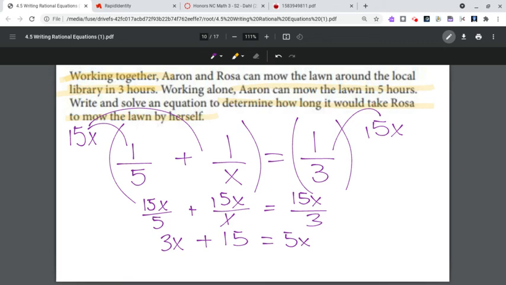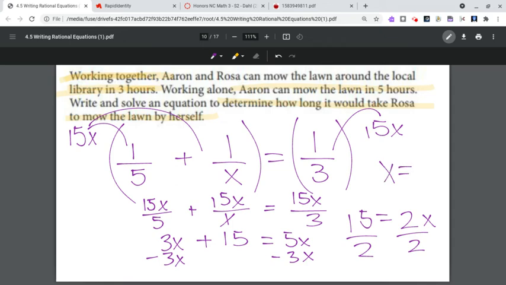Okay? Subtract 3X to the right-hand side. 15 equals 2X. Divide by 2. And X equals 7.5 hours. Whew. Good thing Rosa doesn't have to work alone. 7.5 hours. Okay.